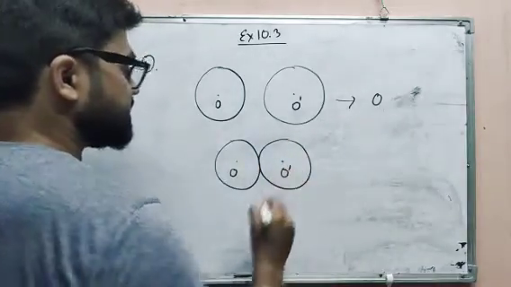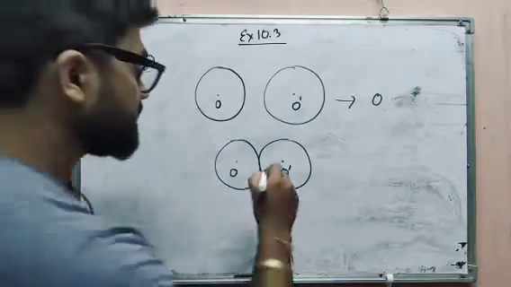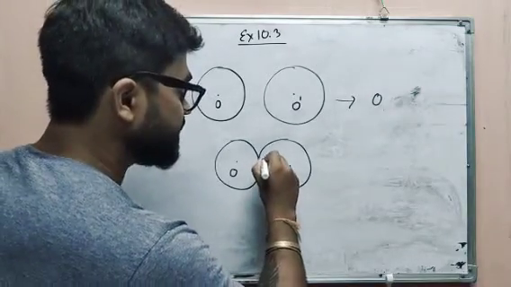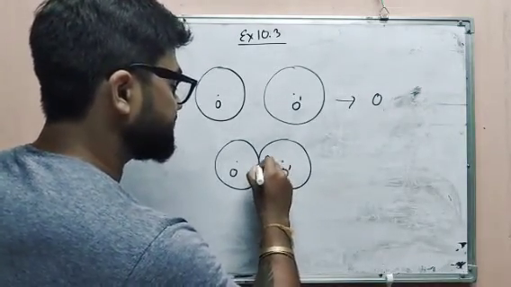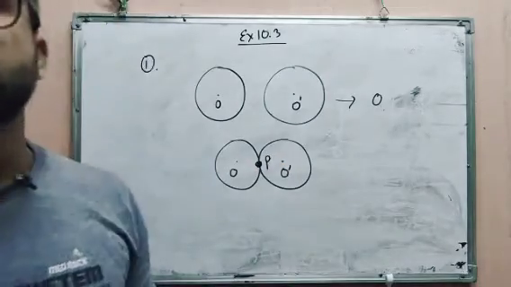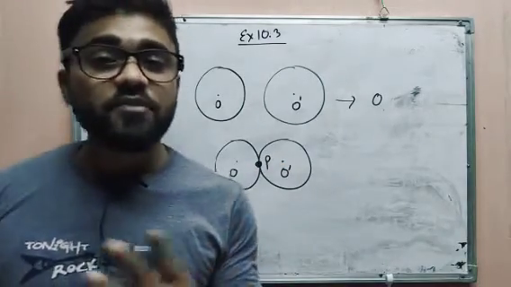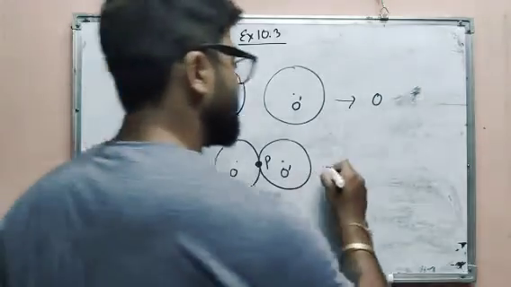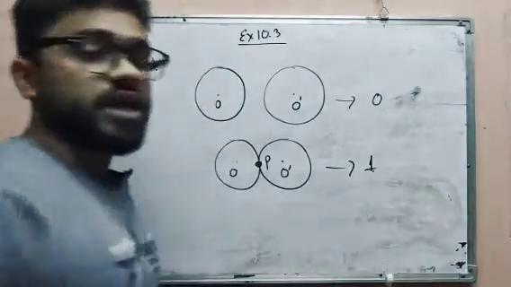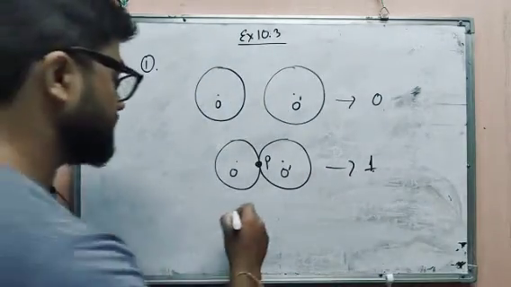O and O dash, you can see that these two circles touch each other at the point P. They are touching each other at the point P. So this pair of circles has 1 common point. So their common point is what? 1. And the last one we can draw like that, two circles.